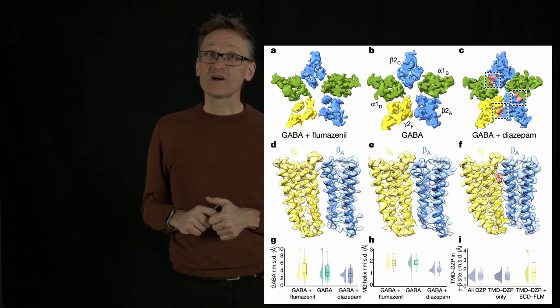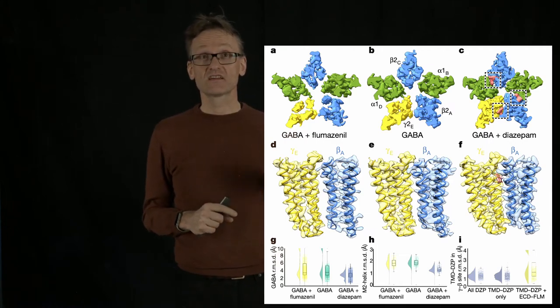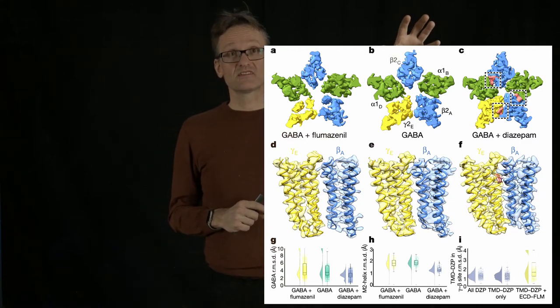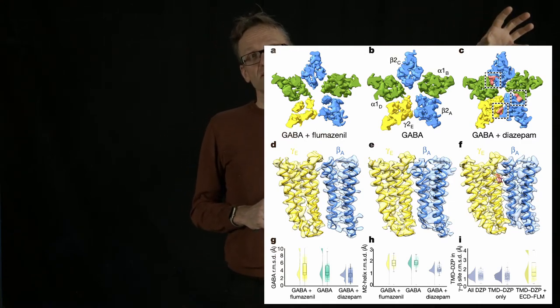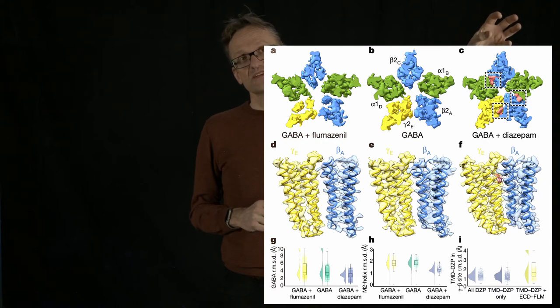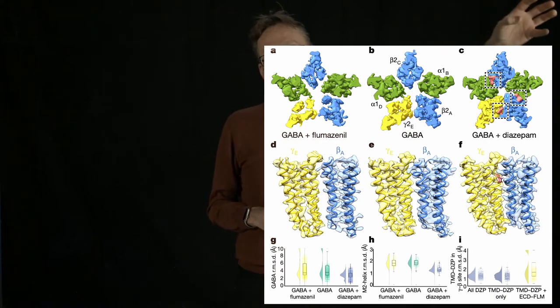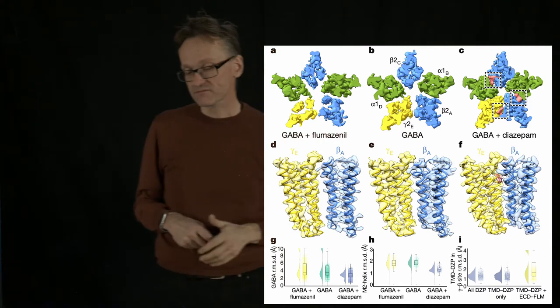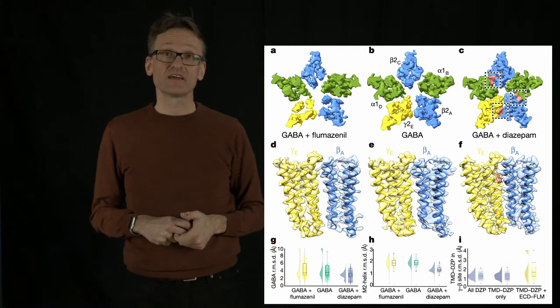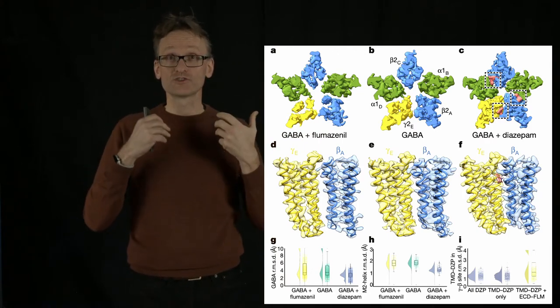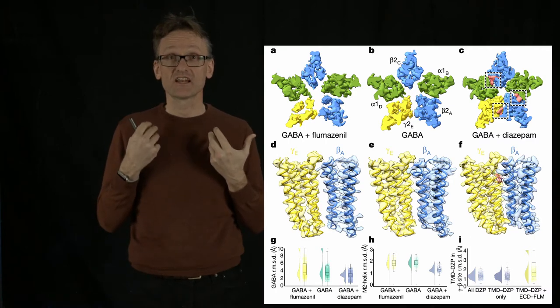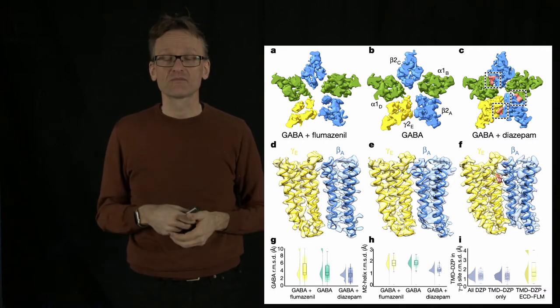What Yuhuan and Ryan's team showed is that if you take GABA and bind diazepam to it, diazepam will rigidify the entire channel and cause it to be slightly narrower. You probably see here, right, going to this state. And that likely explains some of the effect that we'll have in our nervous system. We're changing the conductance in these channels because we now have diazepam bound.